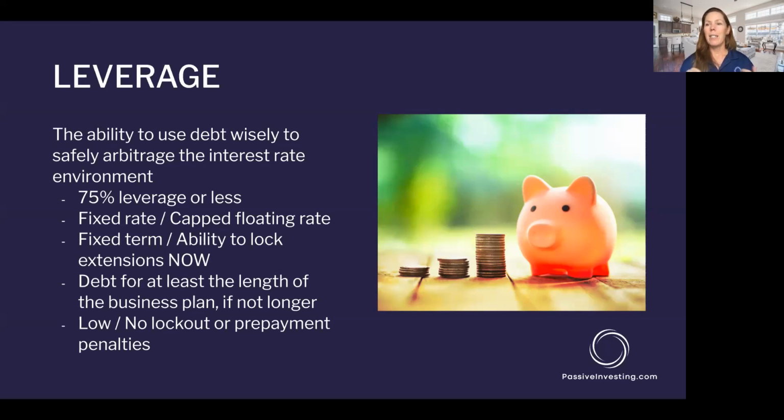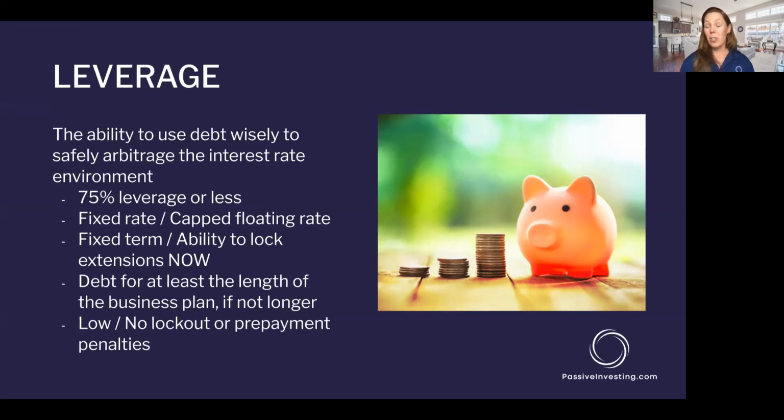I like to see the asset not being over leveraged. I want 75% or less. If I can get it lower, fantastic. I would love to see fixed rate debt on the loans. That's ideal. If it's floating rate debt, I want to make sure it's capped, that there is a cap that is purchased, and that the underwriting is underwritten at the capped rate.